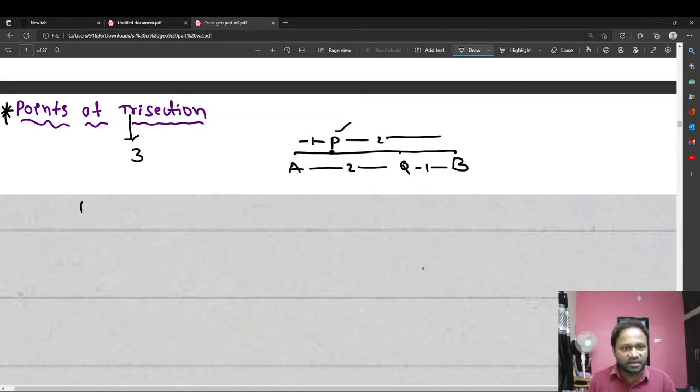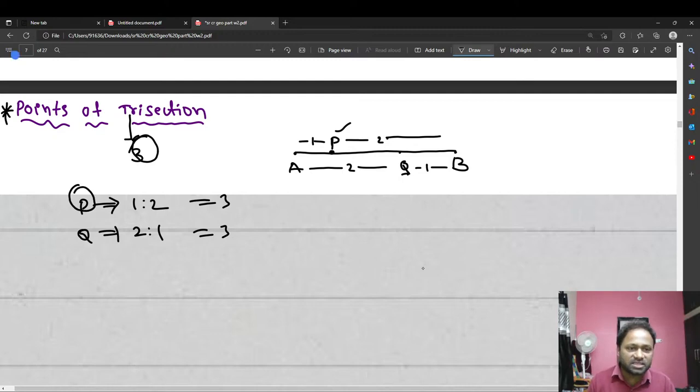P point is dividing in the ratio 1:2. Q point is dividing in the ratio 2:1. By adding these we will get 3, trisection. So these 2 points are called points of trisection. Points of trisection means the points which divide in the ratio 1:2 and 2:1. This is about points of trisection.